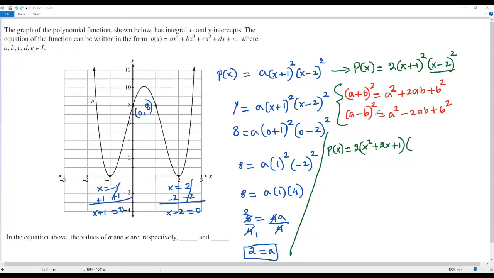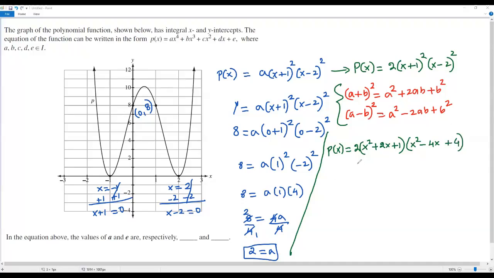And for this one, (x - 2) the whole square, it is in the form of (a - b) the whole square. Instead of a we have x, instead of b we have 2. So we can do x square - 2 times x times 2, which becomes 4x, and b square means 2 square. Because in place of b we have 2, it's just positive 4.